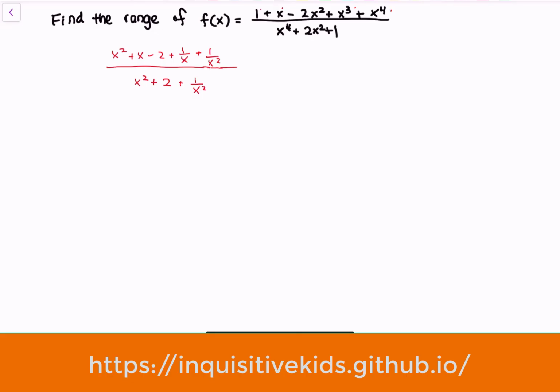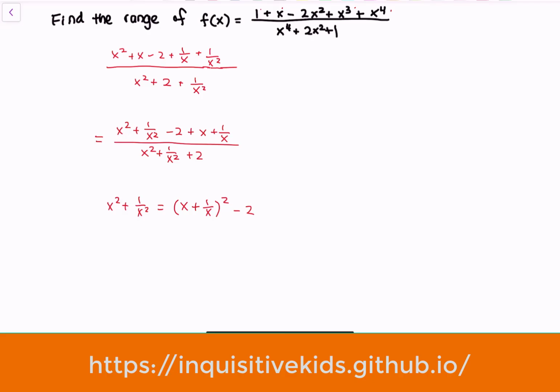Let's group x squared and 1 over x squared together, and x and 1 over x together. Now, we know that x squared plus 1 over x squared and x plus 1 over x are related to each other somehow. We know that x squared plus 1 over x squared is equal to taking x and 1 over x, summing them together, and then squaring them, and then subtracting away the extra term, that's 2.